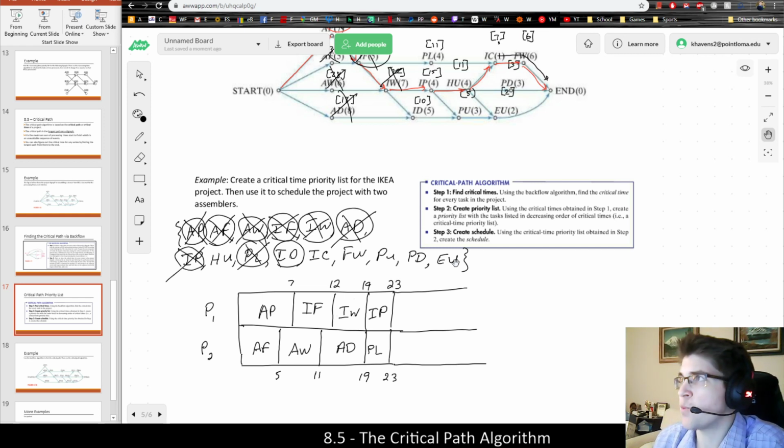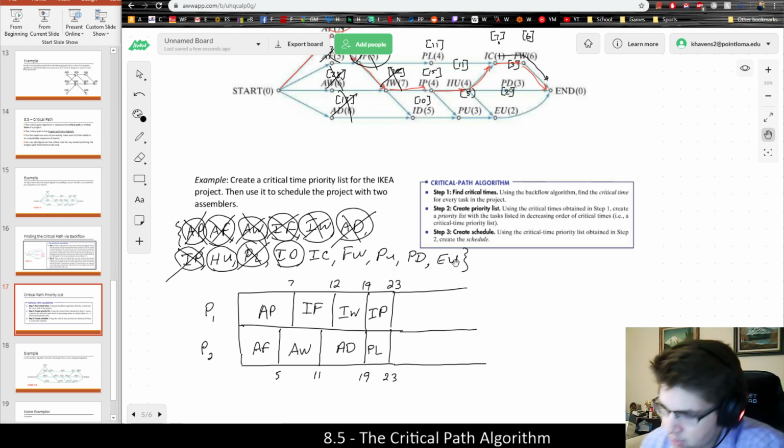Now at this point in time, HU will become ready because its only prerequisite task was IP. Since that's higher priority, I definitely want to do that before I do ID, even though ID was ready before. It doesn't really matter who's ready before. It just matters which task is the highest priority and which one is actually ready. So HU is ready. That will take another 4 minutes, which will be scheduled on processor 1.